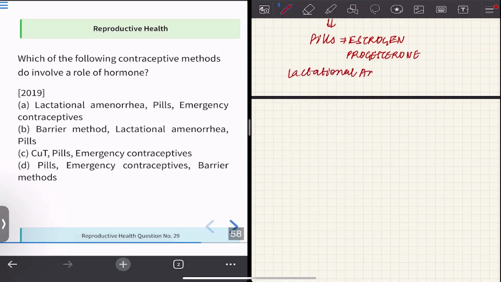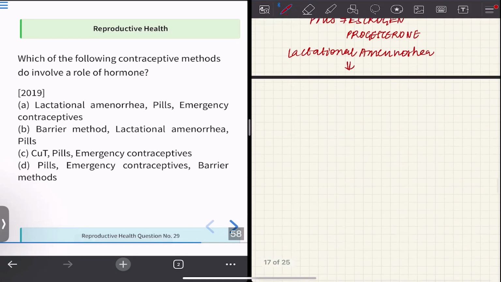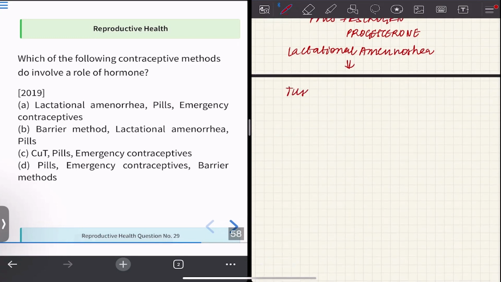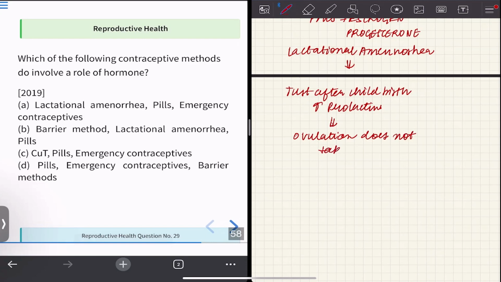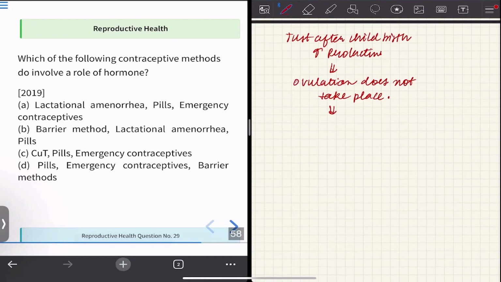Then we have lactational amenorrhea. What is lactational amenorrhea? Just after childbirth, there is an increased level of prolactin due to which ovulation does not take place. Okay. And what does it result in? It results in a contraceptive benefit.